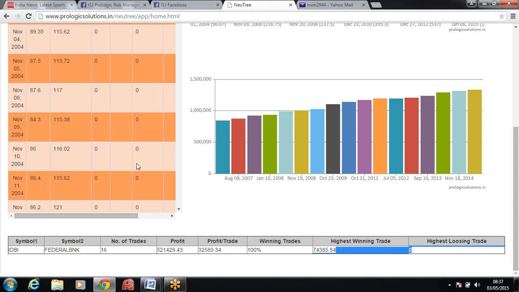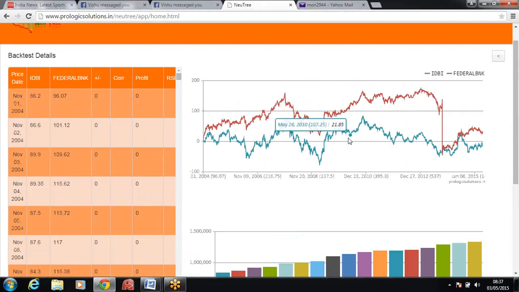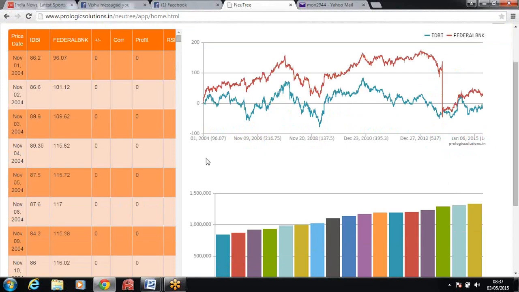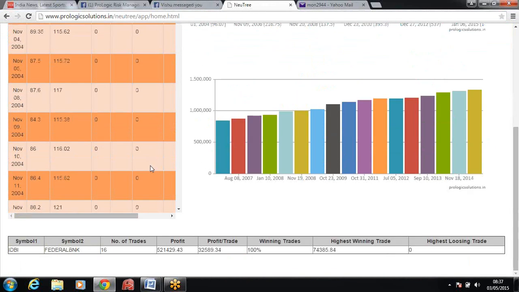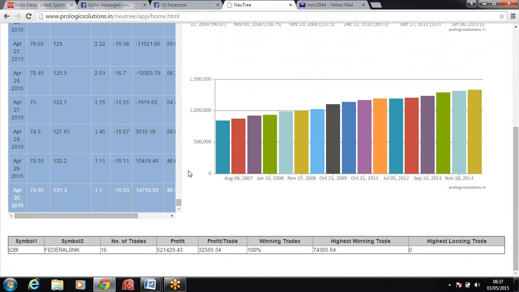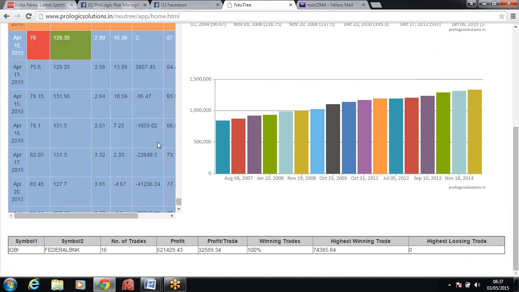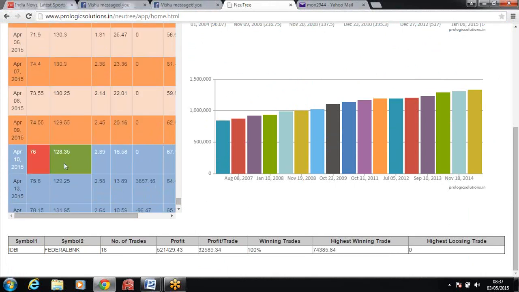So the current trade we have, you can just see the back testing data. We have it from 2004 till now. So we will check all the calls that have been generated in this particular pair. Let's go to the current running trade. We had this particular trade on April 10th. IDBI we had to short, and Federal Bank we had to buy.